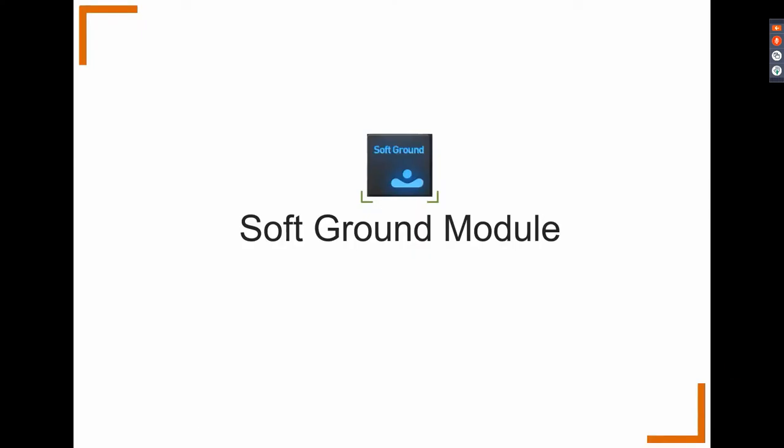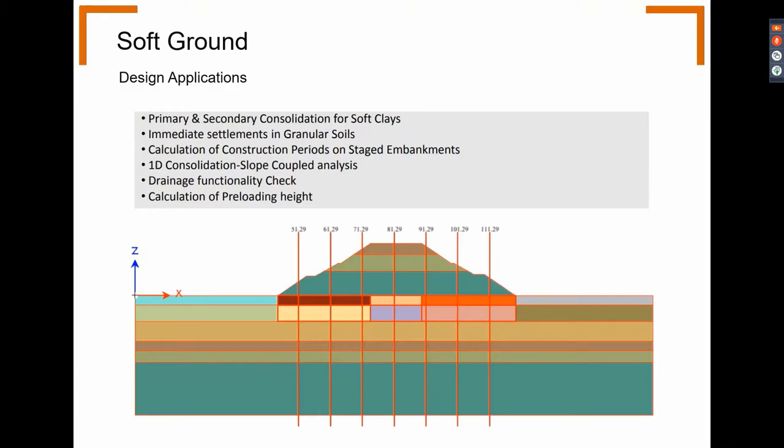The soft ground module. Soft ground usually pertains to clay, but there are literatures which consider other soil types to be a weak layer depending on the N value from the standard penetration test. Consolidation properties of the soft ground, loading, and duration of construction can be modeled in this module.